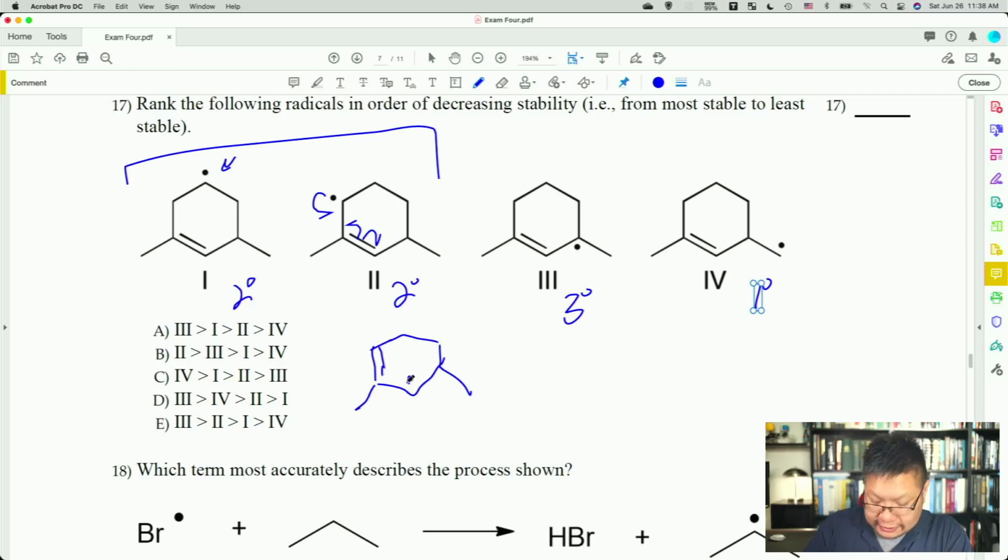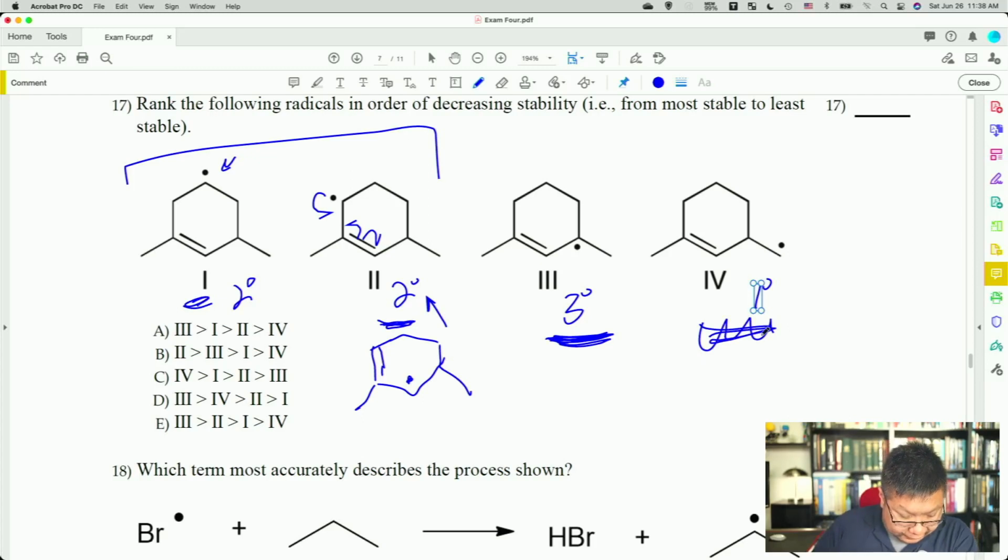Okay? Since this is a secondary that's resonance stabilized, that would be the second one, and then this will be the third one. The regular secondary will be third. So it should be structure 4, and then 2, 3, and then 1. Oh, sorry, I said that wrong. It should be structure 3, and then 2, and then 1, and then 4, right? So that would be answer E. Okay.